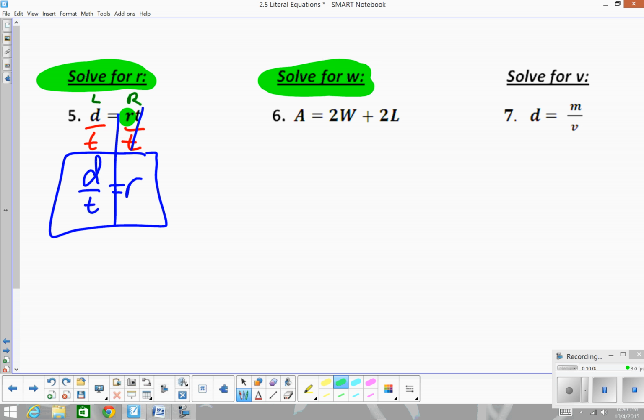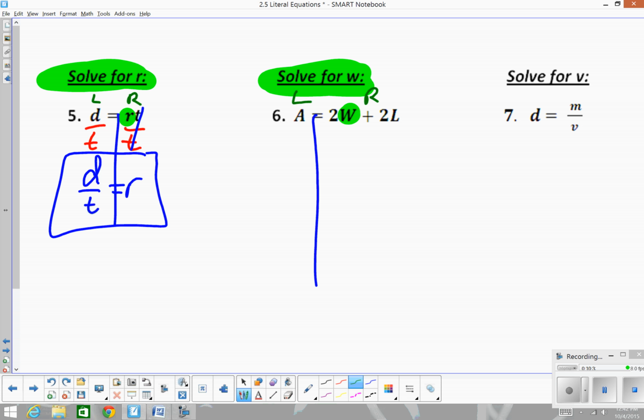Okay, so now this is going to be another type of example where I have a w and I have an l and I have an a. Right now, this is isolated for a, but I want to isolate it for w. So I want to move everything away from w. So I'm going to draw my river. The w is on the right or left right now? It is on the right, and I want to move everything to the left.